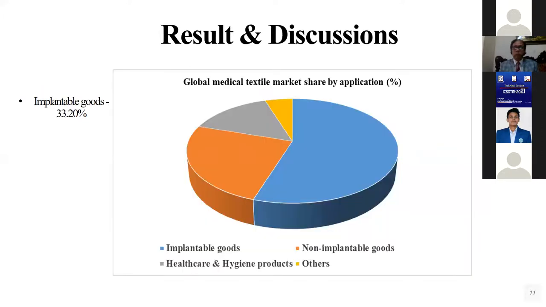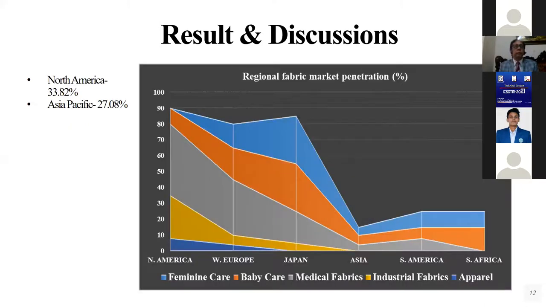In the next slide, we got global medical textile market share percentage by application. Here we got four categories, and they are implantable goods, non-implantable goods, healthcare and hygiene products, and others. Here, implantable goods is anticipated to be the largest application segment, accounting for 33.20%. Then, this state area chart is showing the regional fabric market penetration, where North America is anticipated to be in the leading position by having the chief share percentage of 33.82%, and Asia Pacific is in the third position, accounting for 27.08%, and they're categorized as feminine care, baby care, medical fabrics, industrial fabrics, and apparel.